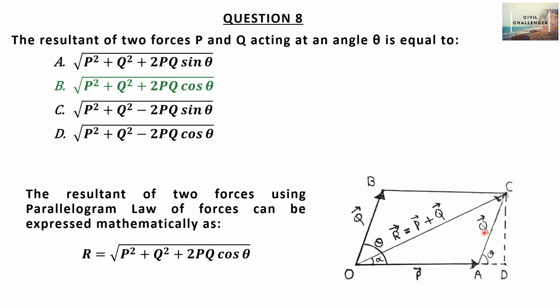I would recommend working this out, but you can directly study this result. This result is important. The resultant of two forces P and Q acting at an angle theta is equal to square root of P square plus Q square plus 2 PQ cos theta. The correct answer is option B.